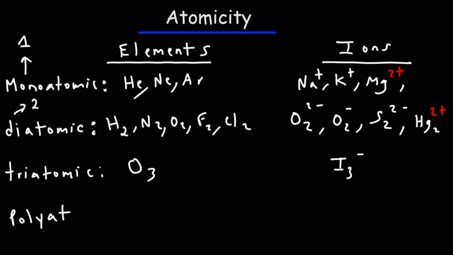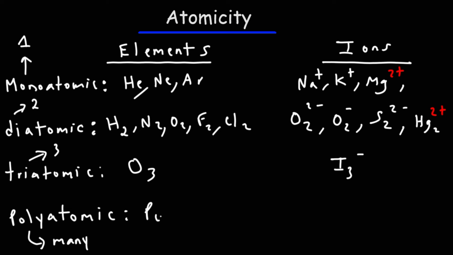Now let's talk about polyatomic ions. This is a very common term. But first, let's talk about polyatomic elements. The word poly means many. Tri means 3, poly is many. So P4, that is an element made up of many atoms, so that's a polyatomic element. You can also call it a tetraatomic element too.